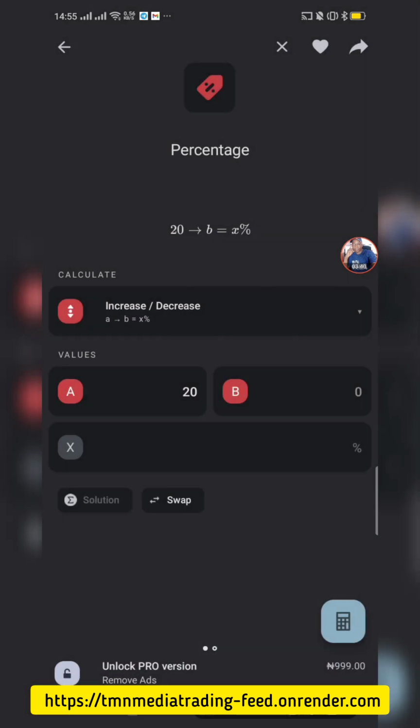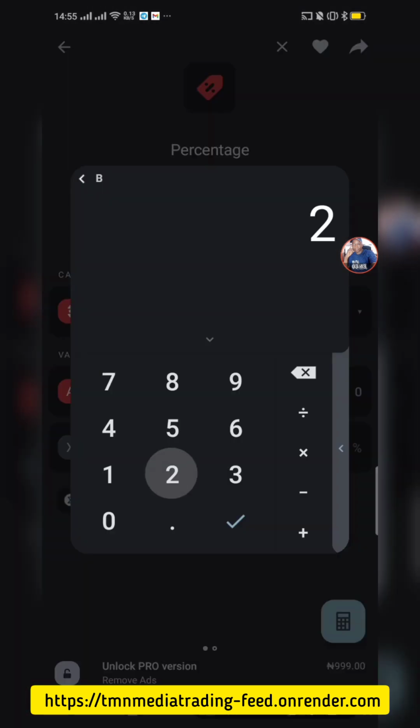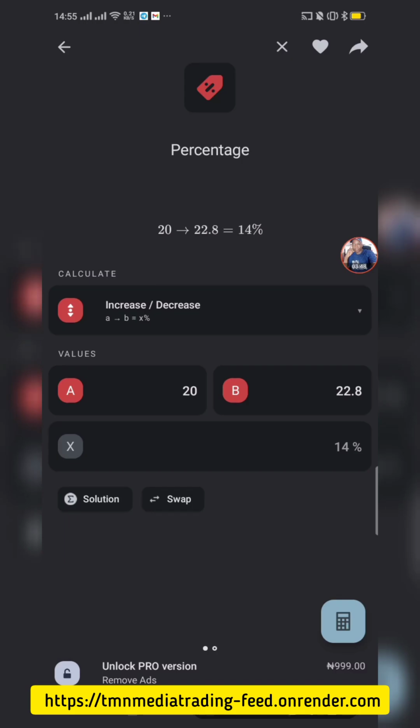So I have $20 now, and let's just say I made 22.8. What does that mean? I want you to look at it. It means I have just made 14% of my $20. Yes, I have just made 14% of my $20. What business will you do? What approach will you have that you can be making 5 to 10% of your money every day?